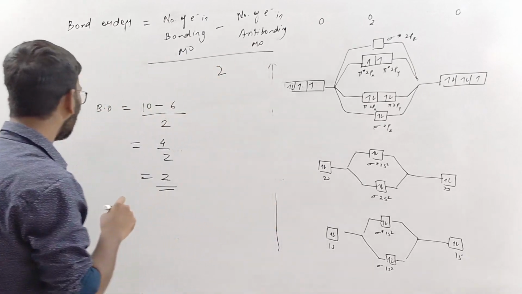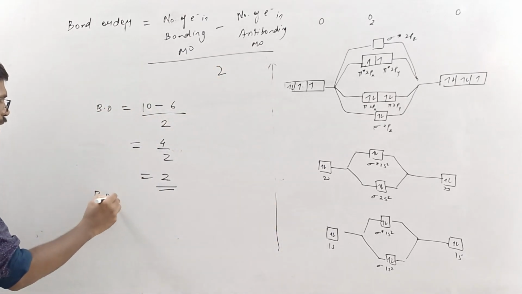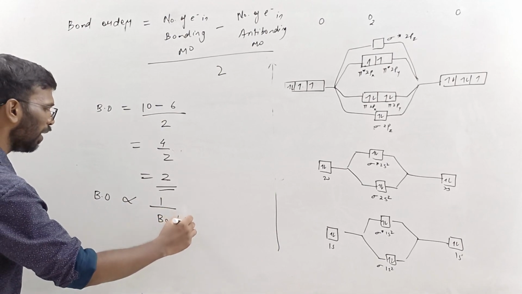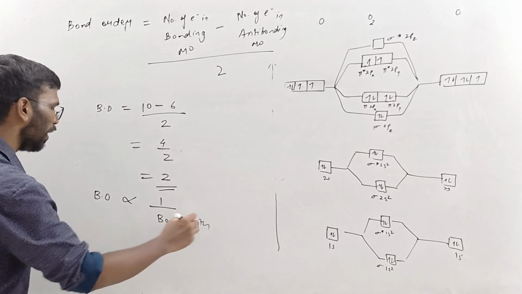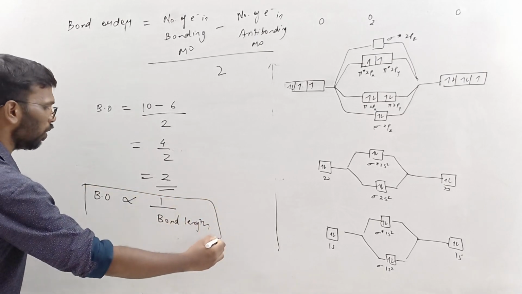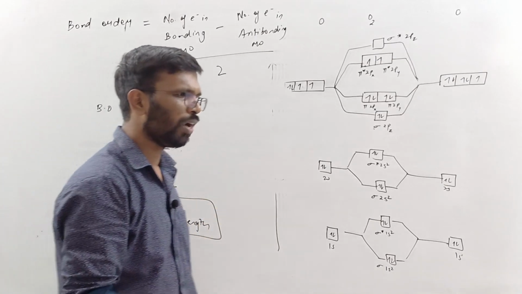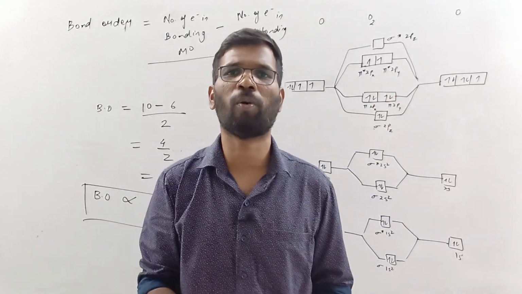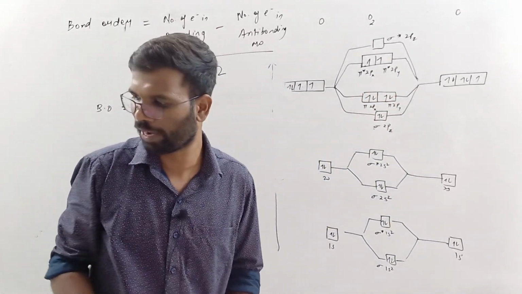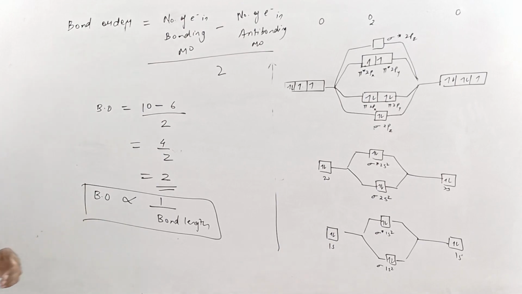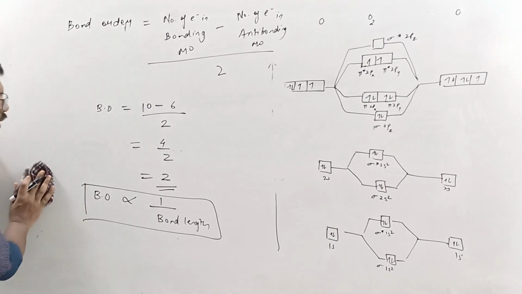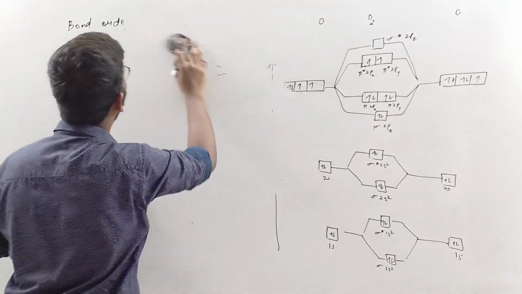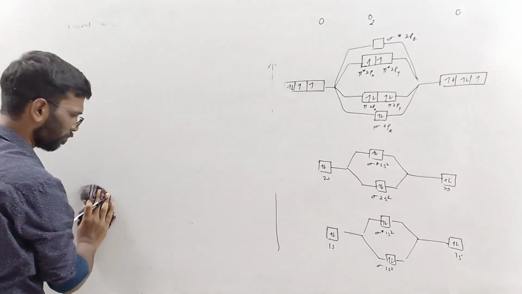Now what we can say is that bond order is inversely proportional to bond length. Higher is the bond order, lower will be the bond length. Like triple bonds are shorter than double bonds, and double bonds are shorter than single bonds, right? So this is also very important. You should remember this. Rest we'll do through question solving.